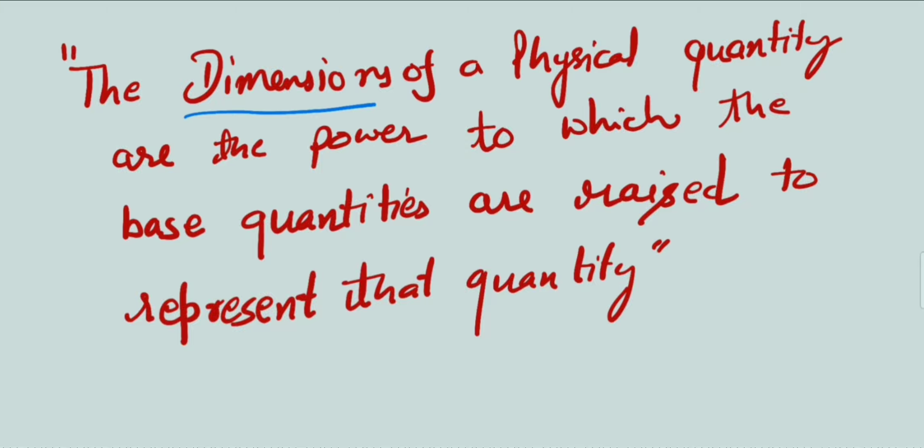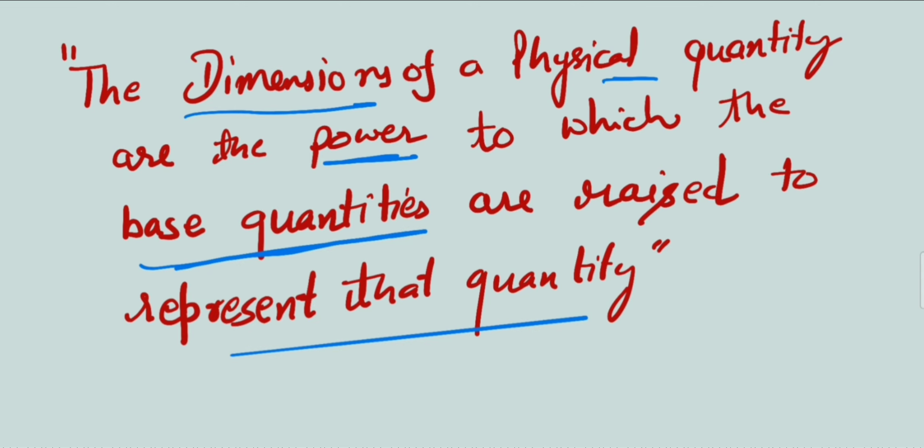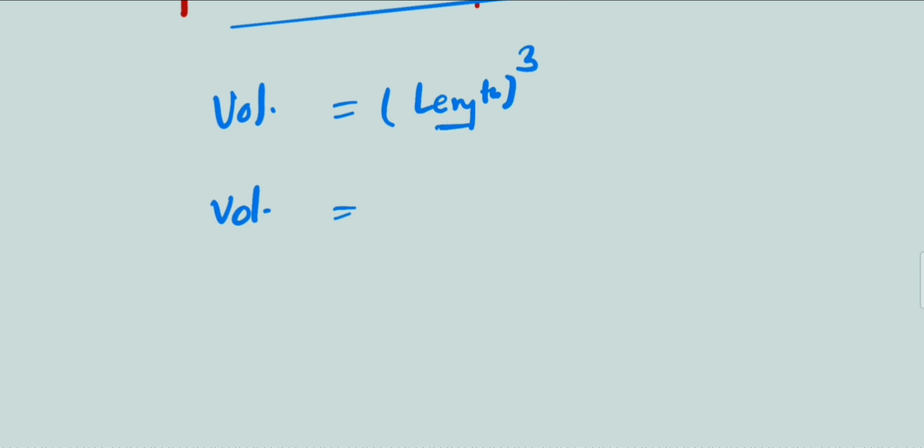The dimensions of a physical quantity are the powers to which the base quantities are raised to represent that quantity. Let me explain this with an example. We know the volume of a cube is equal to length cubed. We know the dimension of length is L, so we can write the dimension of volume in terms of length as L cubed. Here we do not have mass and we do not have time.